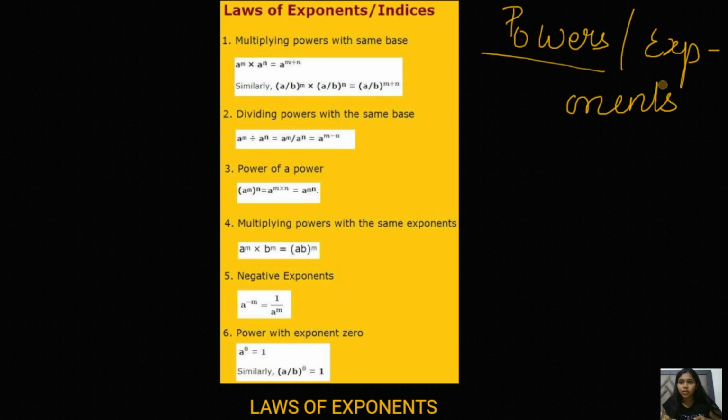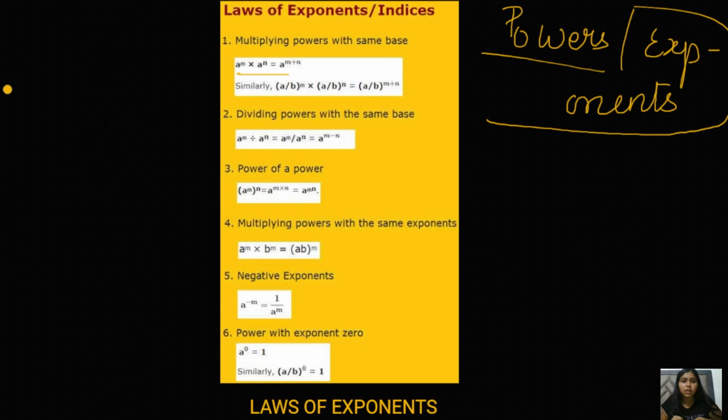When we have the same bases but with different powers in multiplication, like this, you can see that the base here is the same, that is, both have a as the base, whereas the power in both cases is different and the sign is of multiplication. Then the base remains the same and the powers just get added. This is equal to this.